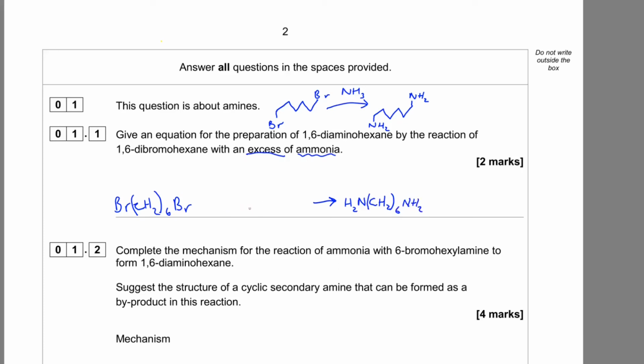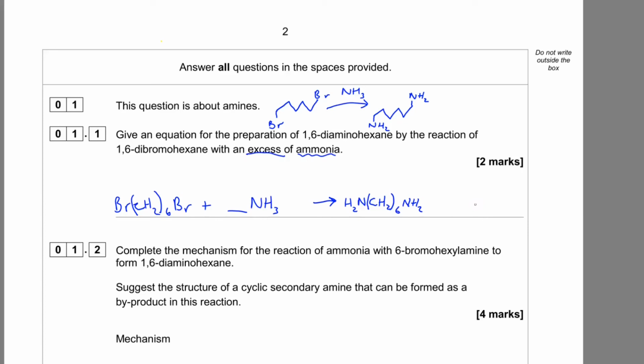Okay, so there we go. So that's what we want to do, and we're going to be adding in some ammonias. But we need to work out how many of these we're going to add. So we definitely need 2 for either end of here, but also remember we've got to remove the bromines, and we've got some spare hydrogens.